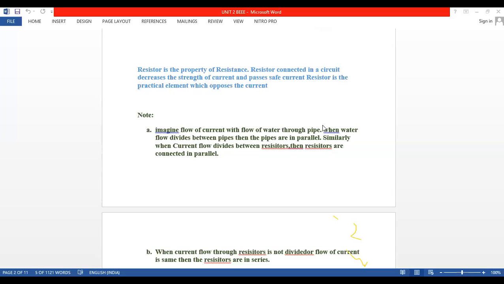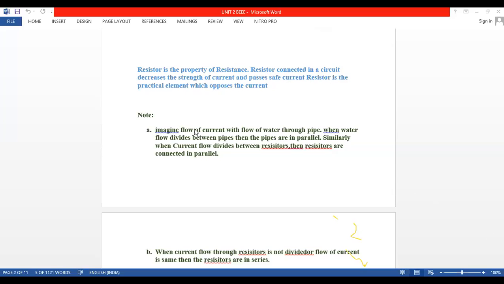Okay, resistor definition we have seen. A resistor is a practical element which opposes the current. Today onwards, remember, resistor is a property of resistance. We can see a resistor practically. A resistor decreases the strength of current and passes the safe current. Without resistors, we cannot invent any new thing.